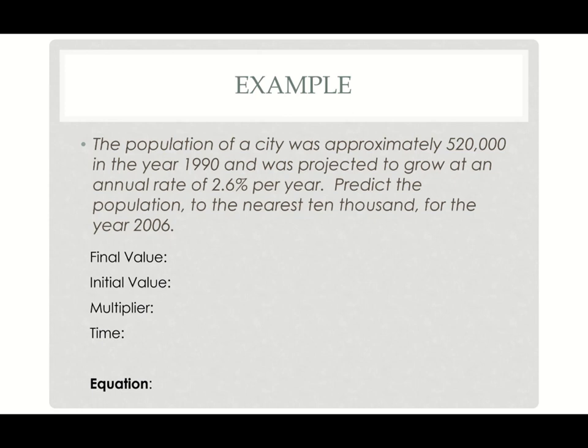So per our equation, we have y equals our initial value times our multiplier raised to the amount of time. So finding all these pieces of information within the context, our final value is what we don't know. That's what we're solving for. Our initial value is we started with 520,000 people.